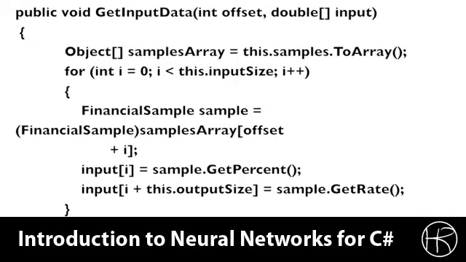Here you see the loop. We loop over all of the interest rates and the S&P 500 values for this specified range. And we create a double array that has each of these values. We are using the percent change for the S&P 500, and we're using the real actual interest rate for the prime interest rate data.